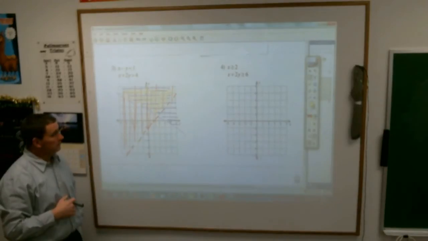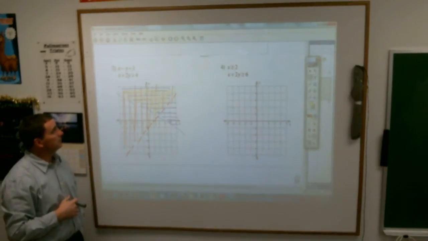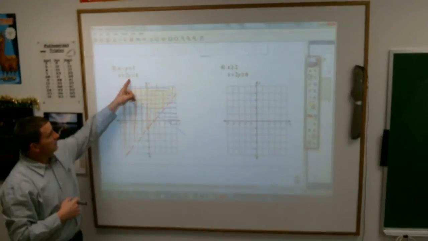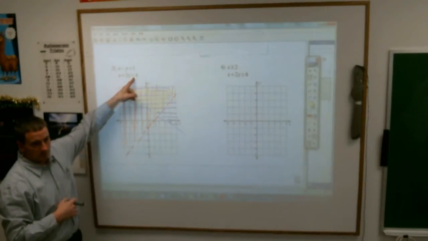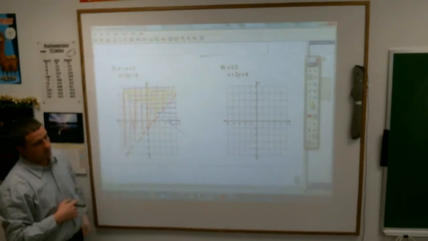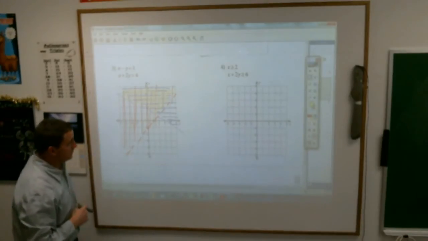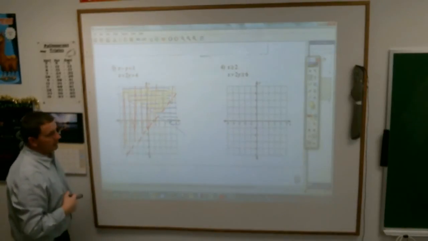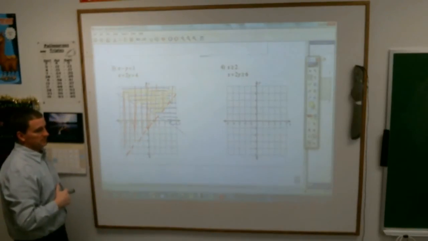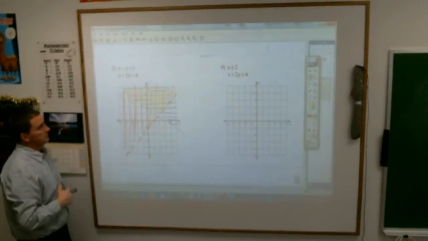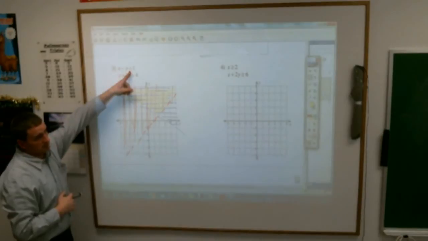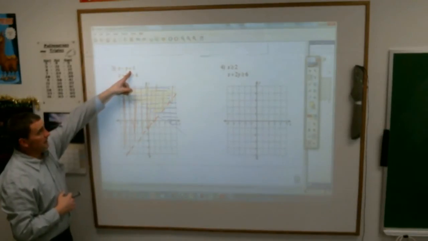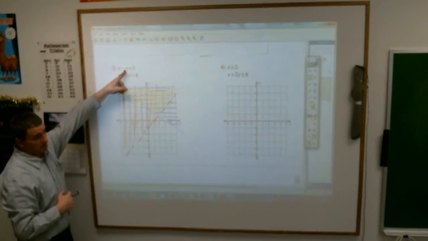Isn't it everything less than 4, so shouldn't it be clear? Wait, this one? That's a greater than sign, isn't it? If it goes this way, so the y is less than 1, is that this one? How do you know which way it goes? Well, this sign gets switched because the y is negative, so it actually becomes greater than.